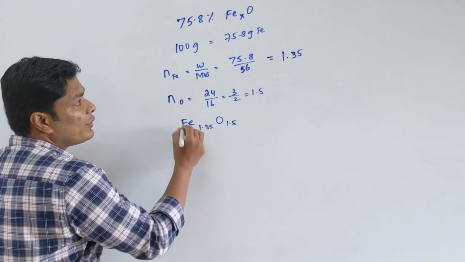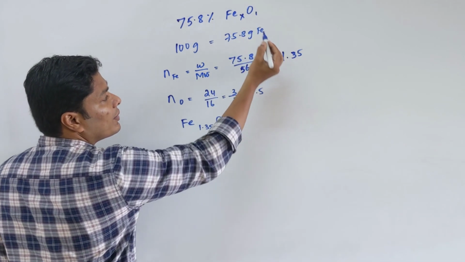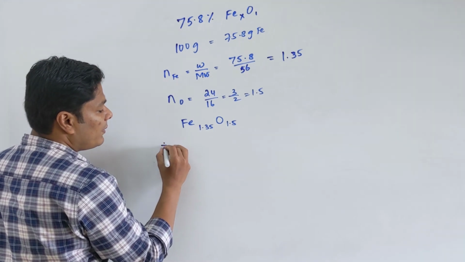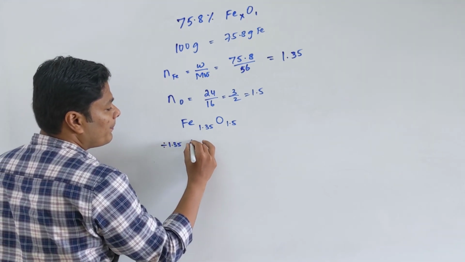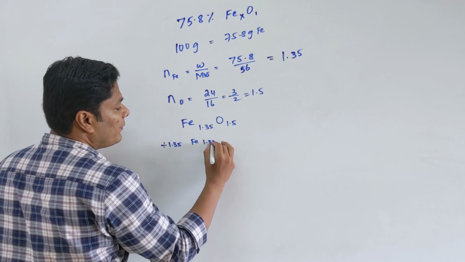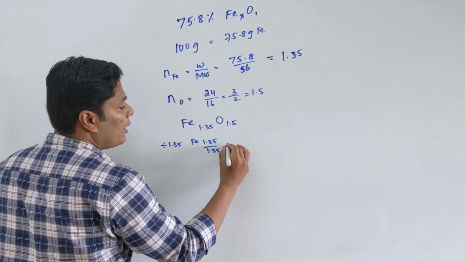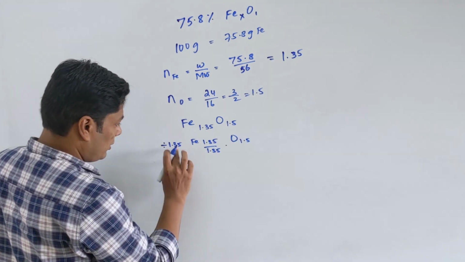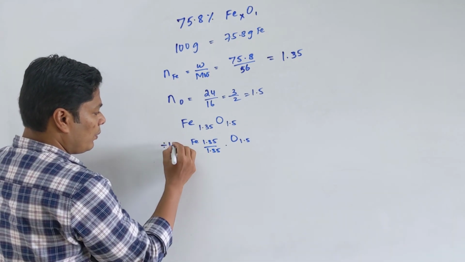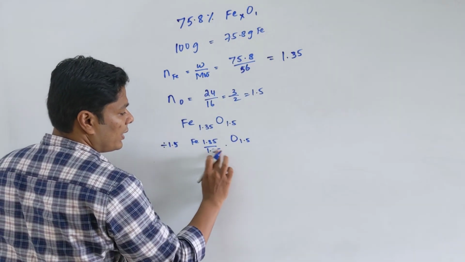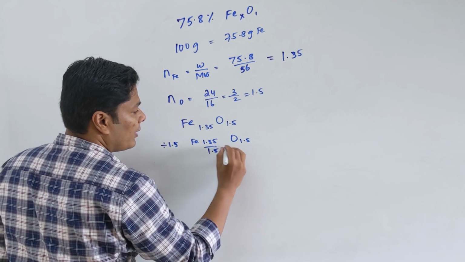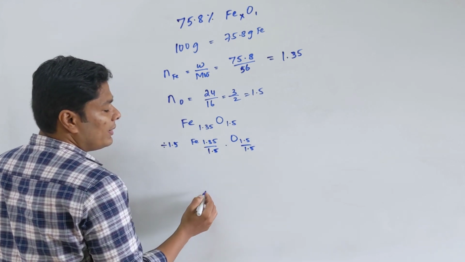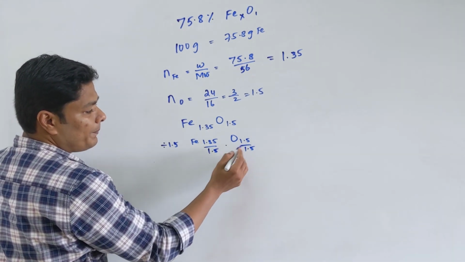Now they are asking you to simplify. They want only one oxygen here. So we just divide by 1.35. Fe 1.35 divided by 1.35, and oxygen 1.5, because I need this to become 1, sorry guys, divided by 1.5, divided by 1.5. So what you get is, this is 1.